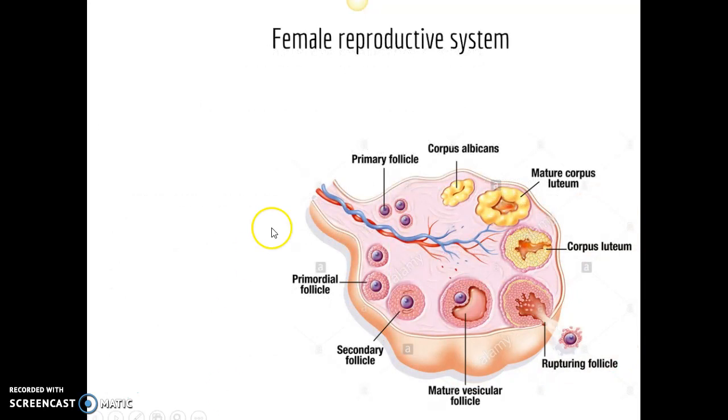I think this is what you have to learn until now. In the next lesson we will see how the fertility, the ovulation and the hormonal cycle in the female occur.